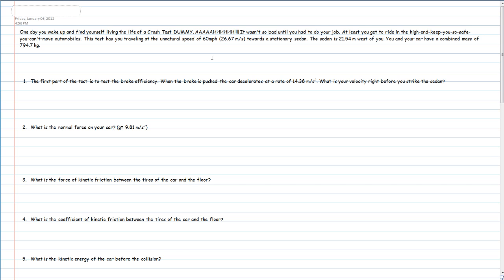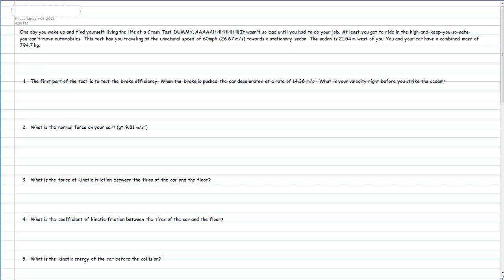So here's the scenario. One day you wake up and find yourself living the life of a crash test dummy. It wasn't so bad until you had to do your job. At least you get a ride in the high-end, keep you so safe you can't move automobiles. This test has you traveling at the unnatural speed of 60 miles per hour, or 26.67 meters per second in physics land, towards a stationary sedan. A sedan is a small, compact car. The sedan is 21.54 meters west of you. You and your car have a combined mass of 794.7 kilograms.